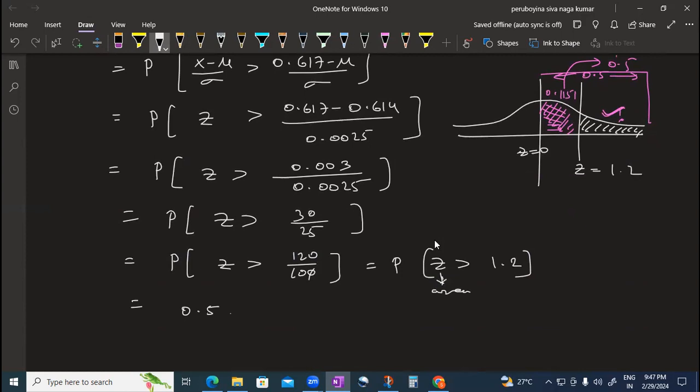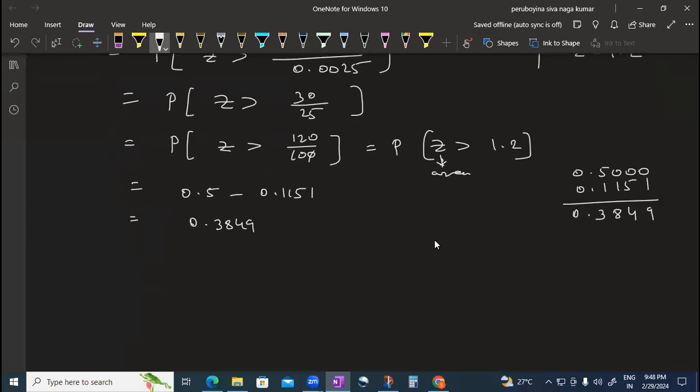So I am doing 0.5 minus 0.1151. We are doing subtraction here: 0.5000 minus 0.1151. This is 9, this is 4, 8, and this is 3, 0. So 0.3849. But he is asking for percentage. Percentage is equal to 0.3849 multiplied by 100. It will be 38.49 percent.